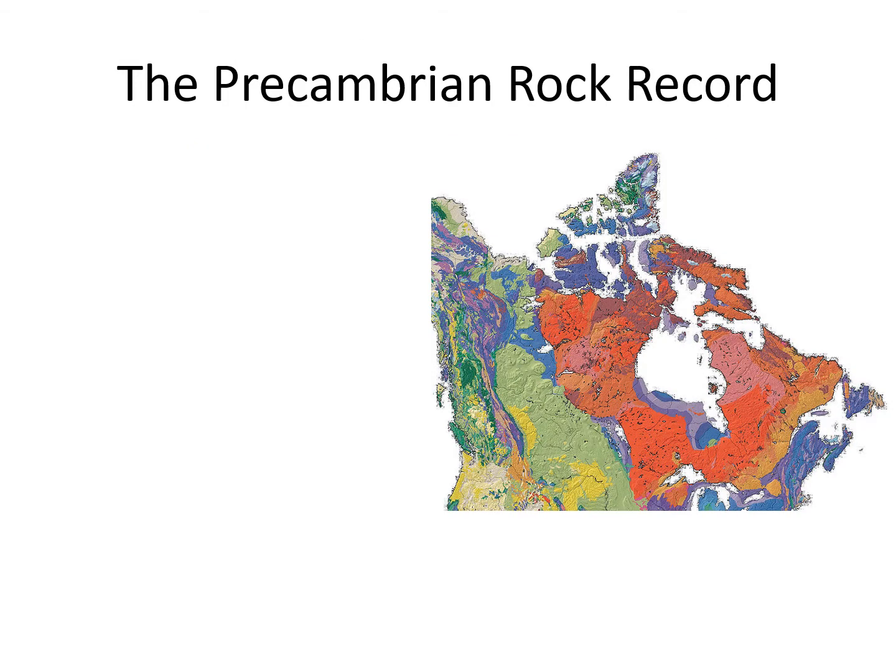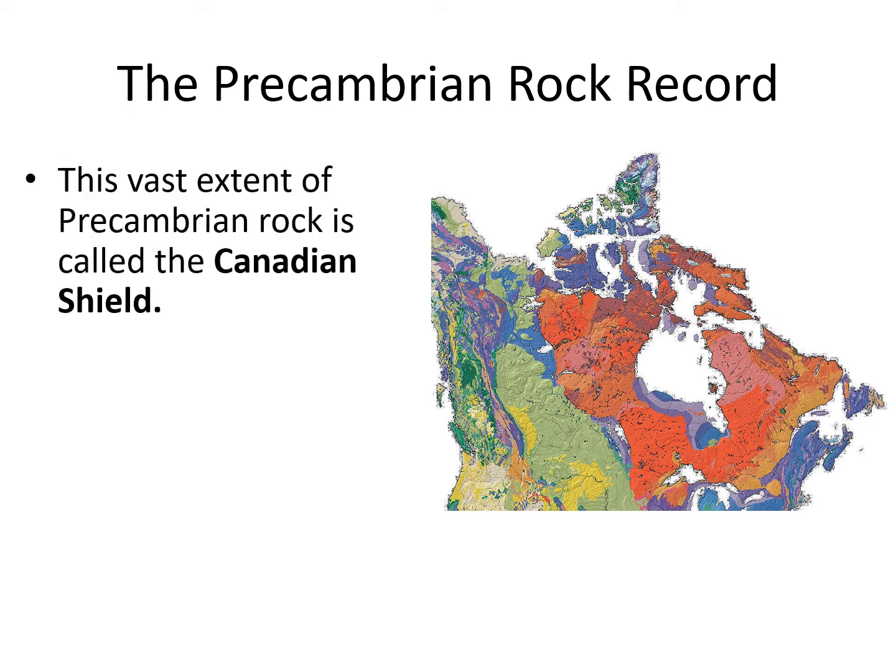So again, in North America, if we look at just those reddish warm color patterns, that's our Canadian Shield, right? That's our basement Precambrian rock, the oldest rock. That's the igneous and metamorphic rock from the Precambrian that makes up the core of the North American continent.